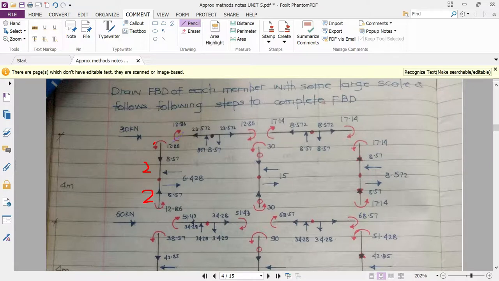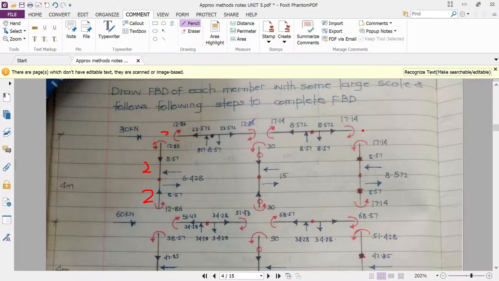So first of all we have transferred this moment. This is 12.86 in clockwise direction. Similarly here 17.14 is there, so we have to transfer this 17.14 here also, but in clockwise direction. So the summation of this force must be equal to 0, and the summation of this moment will be equal to 0. Okay, now as it is clockwise here, so here also it will be clockwise.